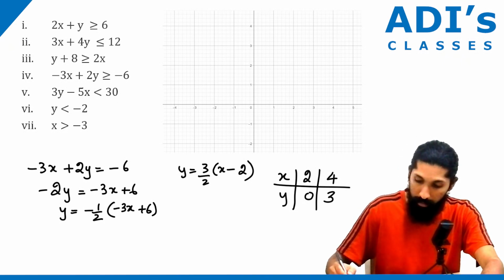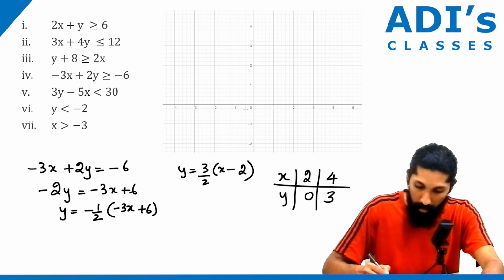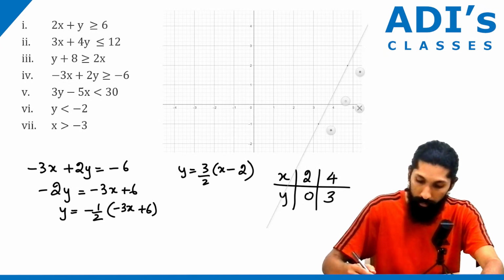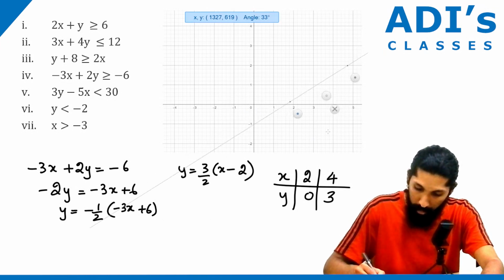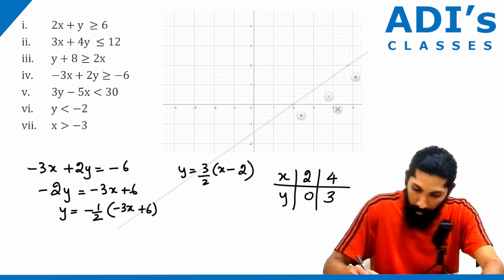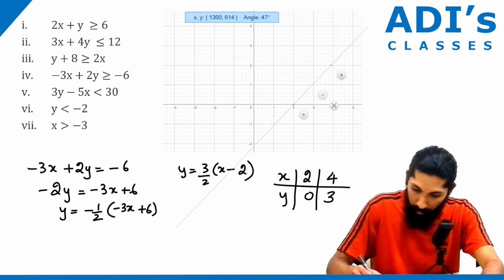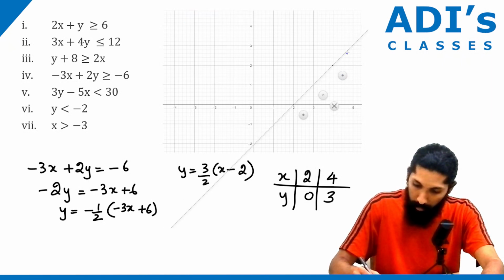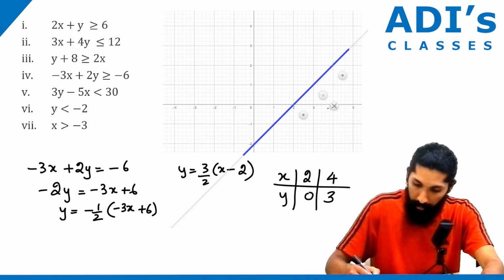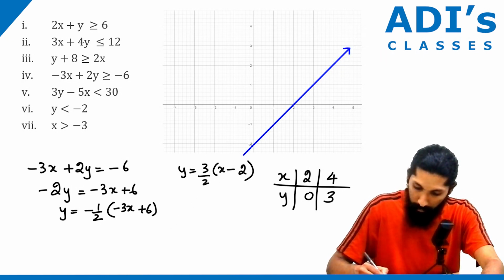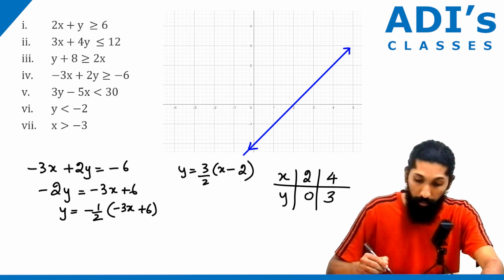Okay, now let's substitute the values. So, the first point what you have is 2, 0. First point is 2, 0. Second point is 4, 2. Oh, sorry. This is 2, 0 and this value is 4, 2. Plot the line. The line is going to be like this. Correct? This is going to be the line.